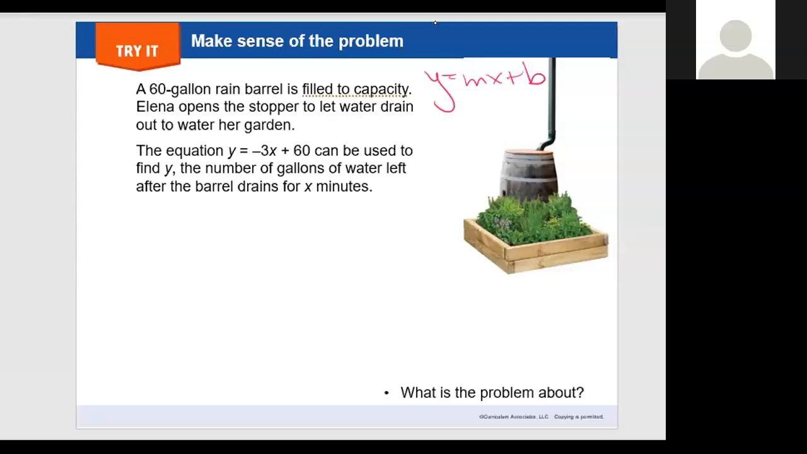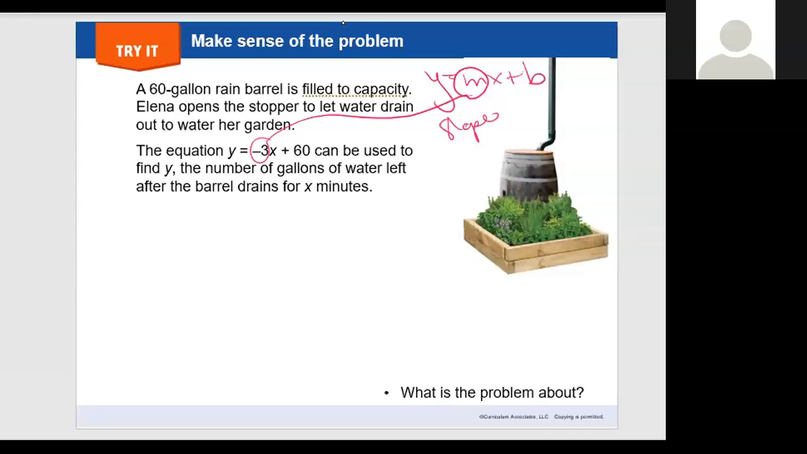M is holding the place for what? B is holding the place for what? The -3. The -3 would be M and 60 would be B. Good. And what are they representing in our situations? Slope and y-intercept. Good. So slope is, in this case, -3.